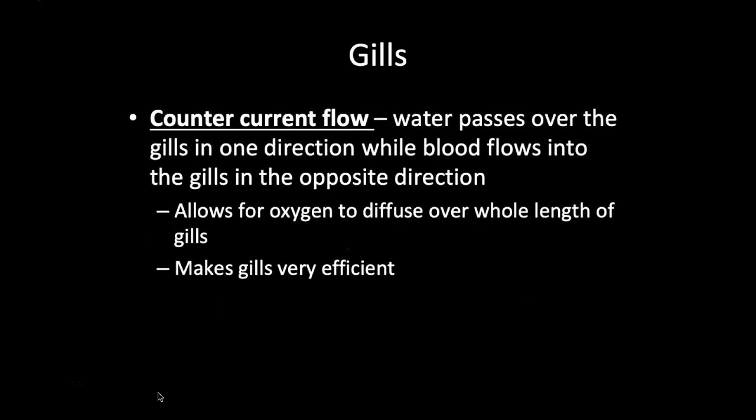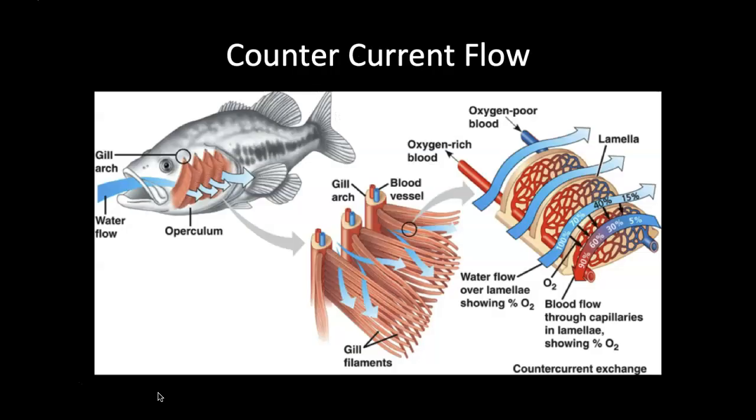What's cool is that fish have what is known as countercurrent flow. We talked a little bit about this when we talked about the book lungs of the spiders last week. They also had countercurrent flow, which means that the water passes over the gills in one direction, however the blood inside those gills flows in the opposite direction. That means the blood is exposed to the water for a longer period of time, allowing more time for oxygen to diffuse into the gills. This makes it super efficient and allows fish to easily get oxygen into their bloodstream.